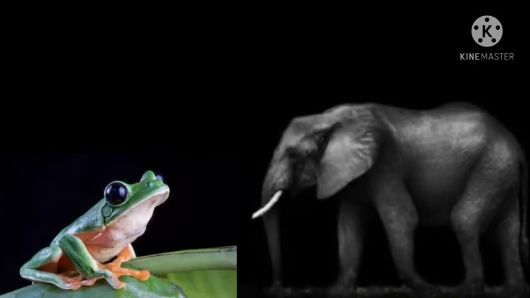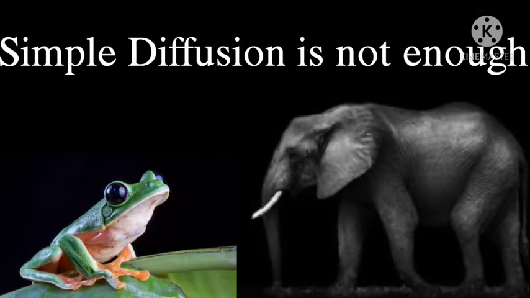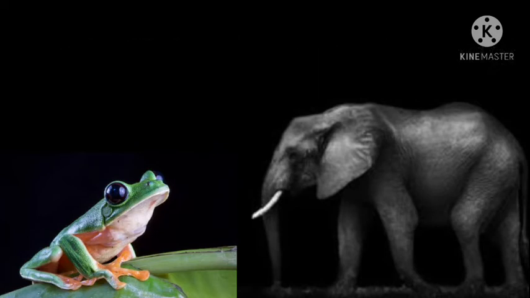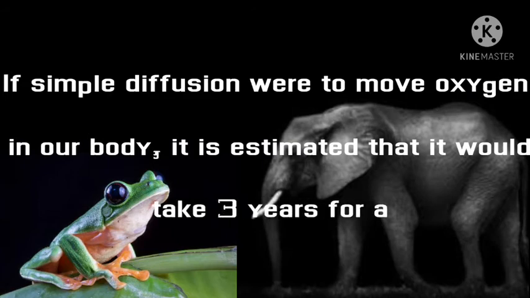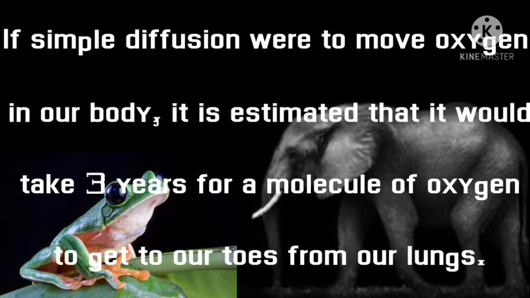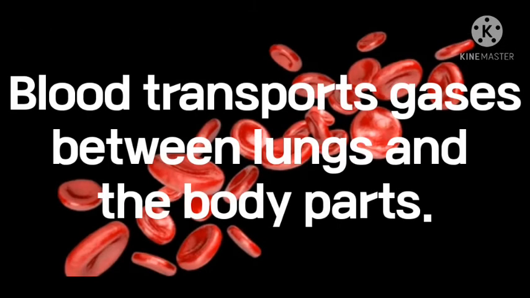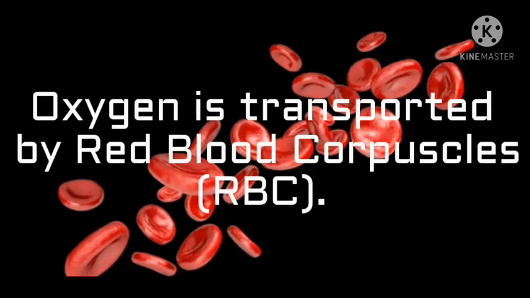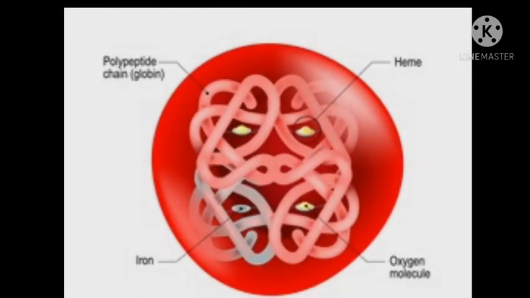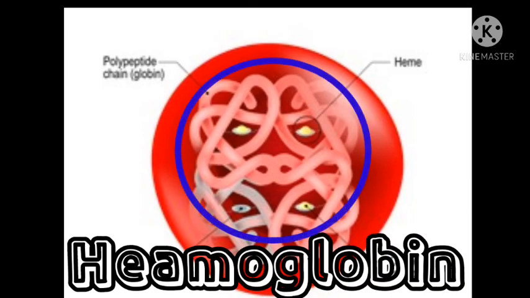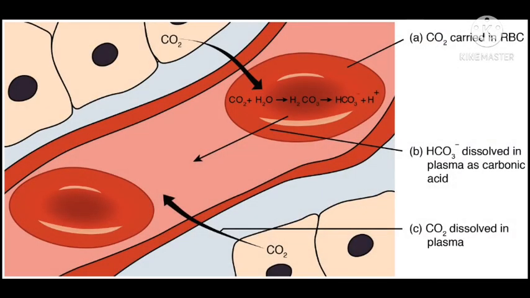When the body size of animals increases, simple diffusion cannot take care of oxygen delivery to all body parts. If simple diffusion were to move oxygen in our body, it is estimated that it would take 3 years for a molecule of oxygen to get to our toes from our lungs. So, the blood transports the gases between the lungs and the body. Since oxygen is not easily soluble in water, oxygen is transported through red blood corpuscles. Red blood corpuscles contain a red colored iron pigment called hemoglobin, which has a very high affinity for oxygen. Carbon dioxide is more soluble in water than oxygen, and hence it is mostly transported in dissolved form in our blood.